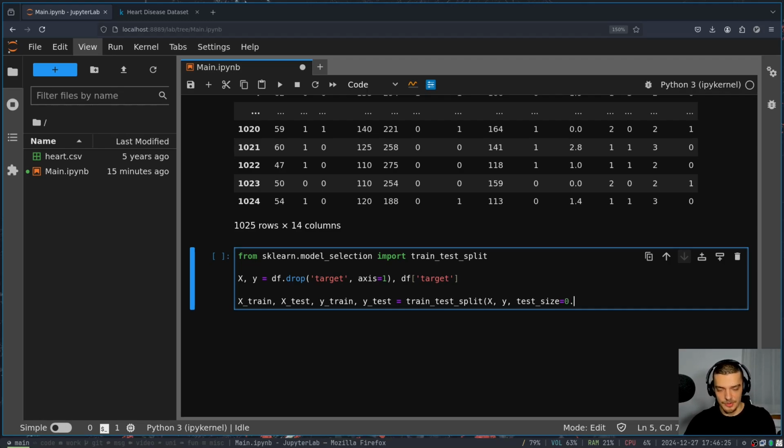So I'm going to go with a test size of 40%. If this was a different data set, you would want to go with something like 20% for test size. But in this case, we're going to train on 60% of the data and evaluate on 40% of the data.